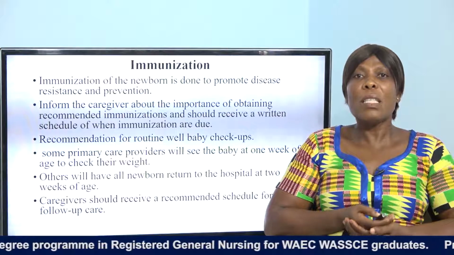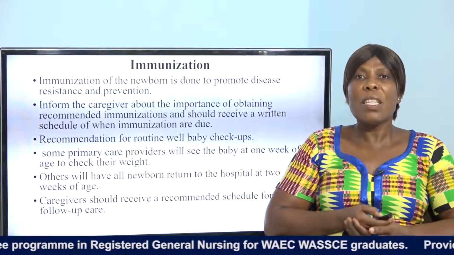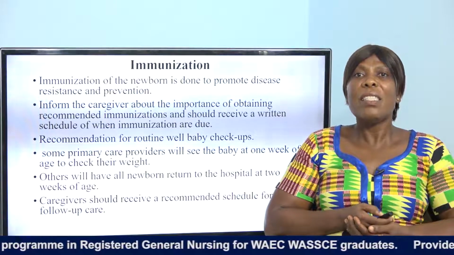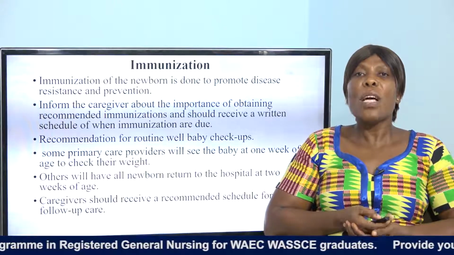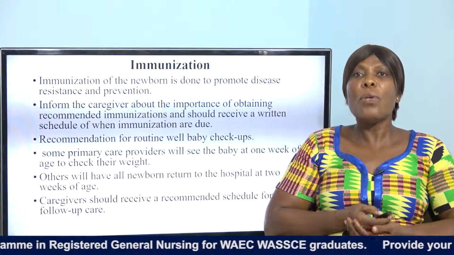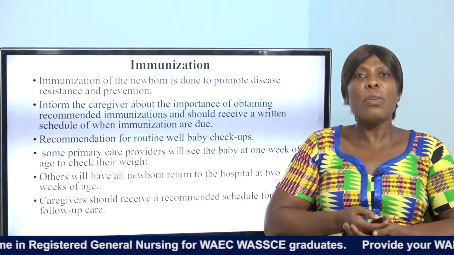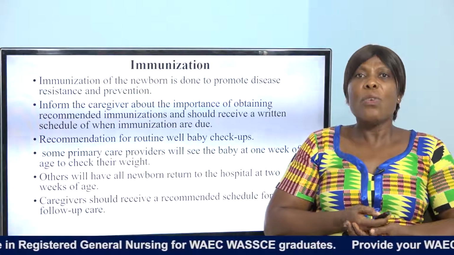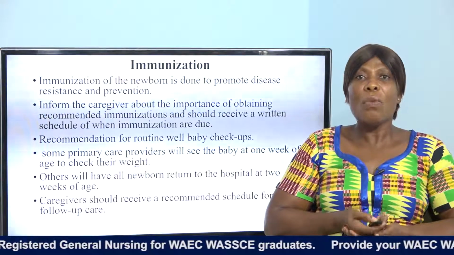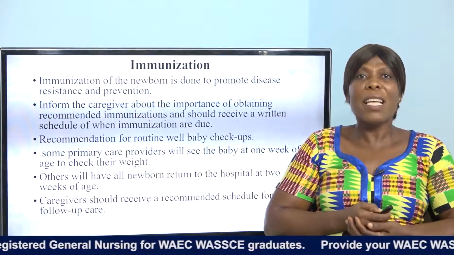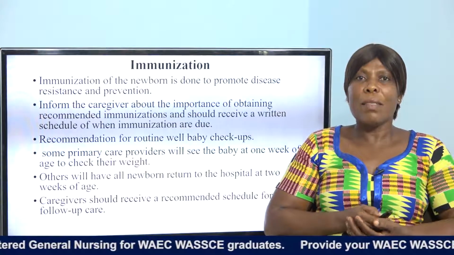We have the BCG that is given right at birth, and this prevents the child from contracting any form of what? Tuberculosis. We also have to give the polio O at birth to prevent the child from poliomyelitis. We also have the diphtheria, tetanus, the whooping cough, and then the rest, the yellow fever, and then the measles.